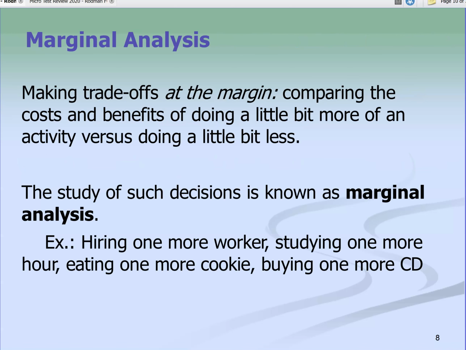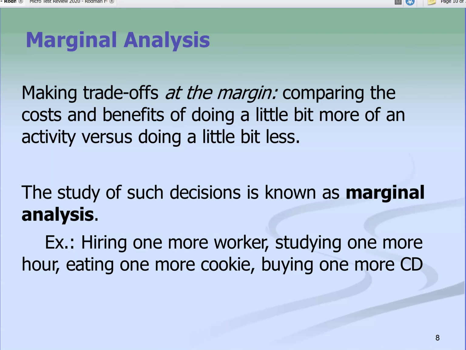And this marginal analysis is essentially the study of these types of decisions. Do I hire one more worker? Do I buy one more cookie? How do I make those decisions? Well, we make them at the margin. We're in the back of our mind rationalizing the costs, the benefits, and then making a decision based on that.